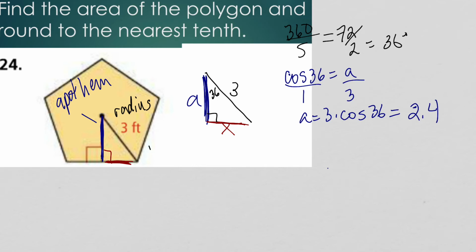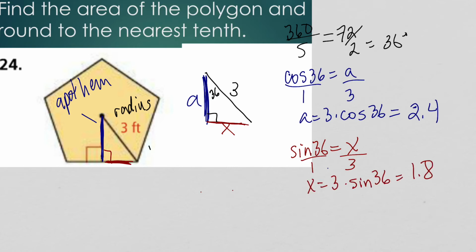Now to find x. X is opposite of 36. 3 is the hypotenuse, so this is sine. So I'm going to be doing sine of 36, my opposite over the hypotenuse. I get the x side length to be 1.8. This is 1.8. So if I put it back in the picture here, remember I need the whole side length because I need the whole perimeter. So 1.8 plus 1.8 is 3.6.